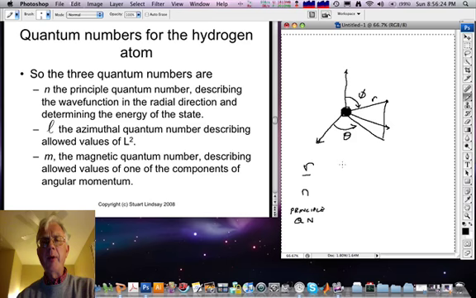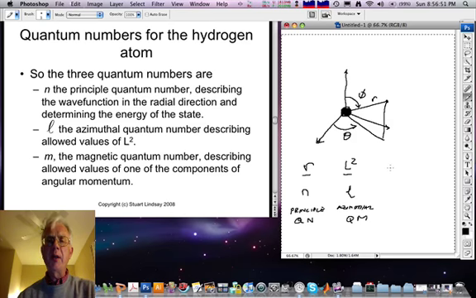A second quantum number is associated with the allowed values of the total angular momentum squared. This is given the symbol L, and it's called the azimuthal quantum number. And then a third quantum number is associated with rotations in phi, and that is called m, or the magnetic quantum number.